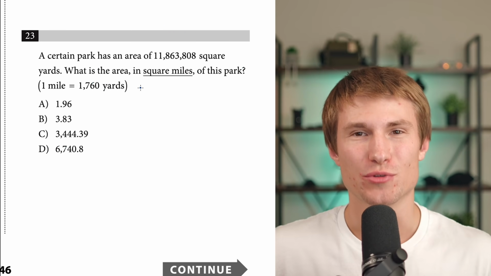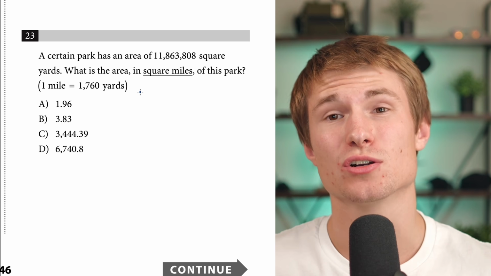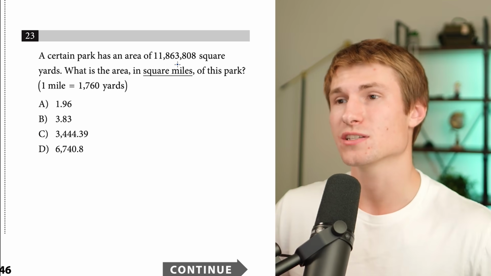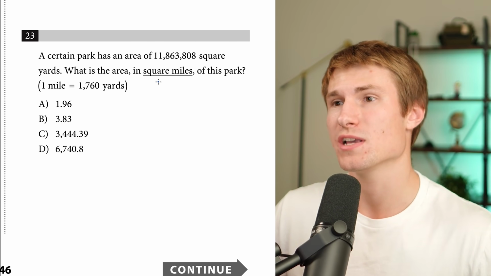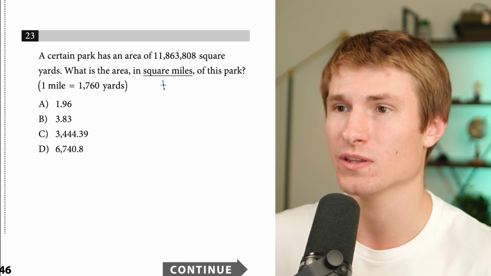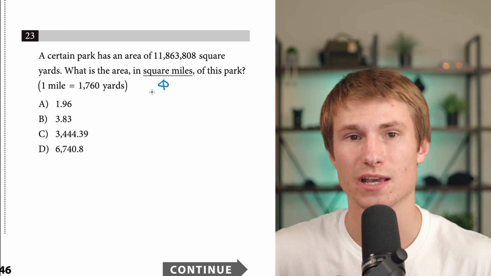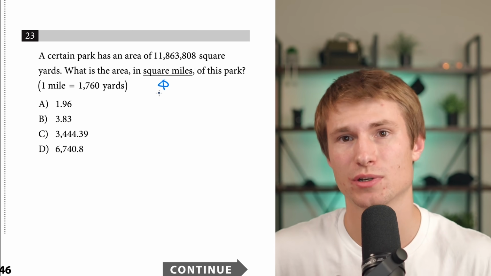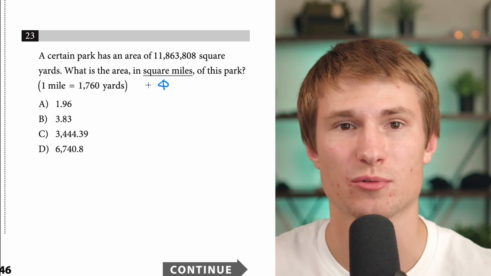Here's how to convert units on the SAT. Question 23 states a certain park has an area of 11,863,808 square yards. What is the area in square miles of this park? And one thing I want to point out here is anytime you have something underlined on the SAT, it means you need to pay very close attention to it. In this case, it's because we're converting units from square yards to square miles.